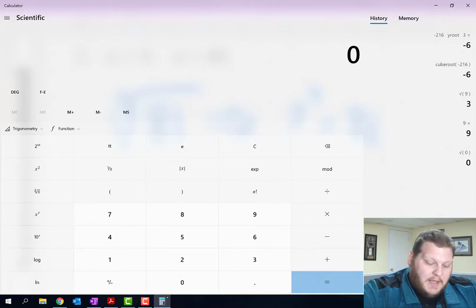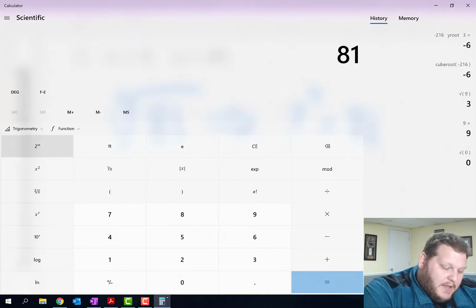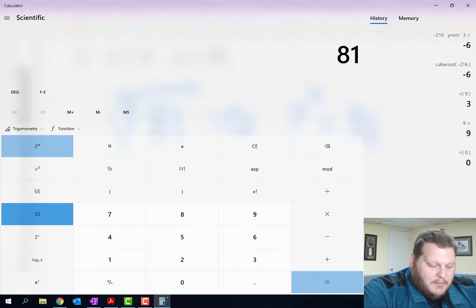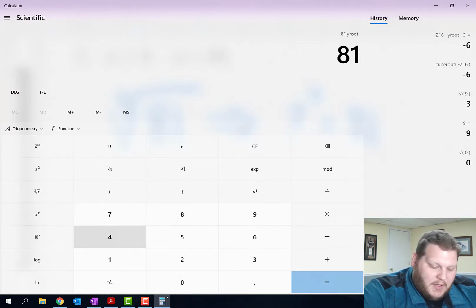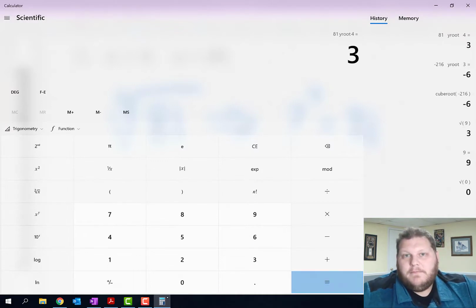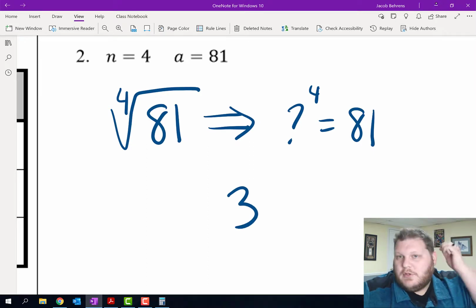So on mine, again, 81 is what I'm trying to find the root of. I'll go ahead and click second. You can see again right where my cursor is at right now, my y root x button. And I'm going to go ahead and type in 4 for my answer. And I get positive 3. 3 is my solution, which makes sense. If you did 3 times 3, that gives you 9. Times 3 is 27. Times another 3 would be 81. So we get 3 is my solution.